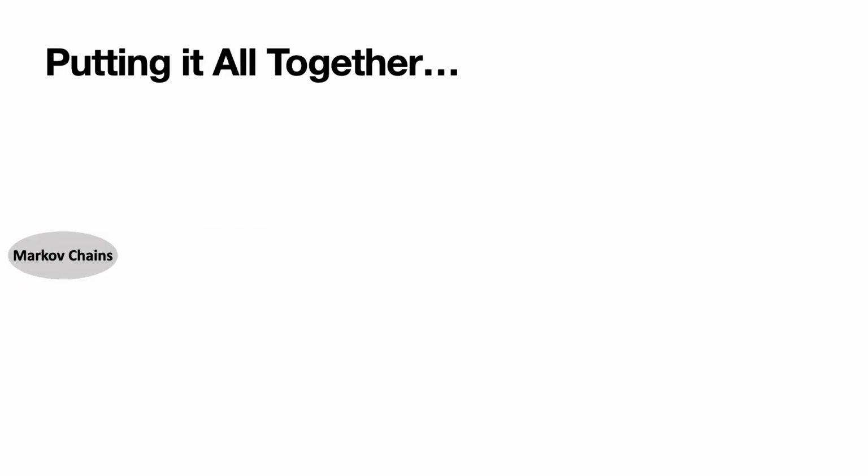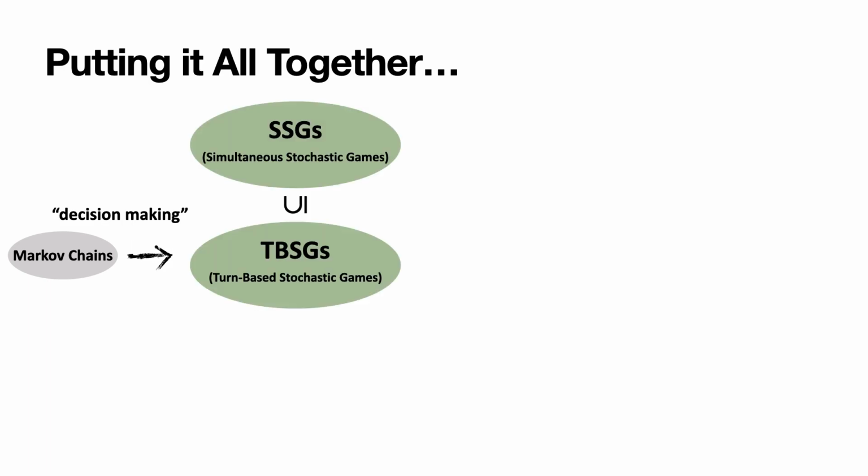Putting all these classes together, we start from Markov chain, which characterizes transitions on the states. When we want to further incorporate decision-making of more agents in the games, here come turn-based stochastic games and simultaneous stochastic games. We make a few assumptions on the model we study.